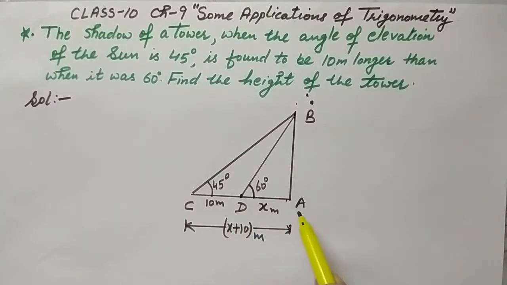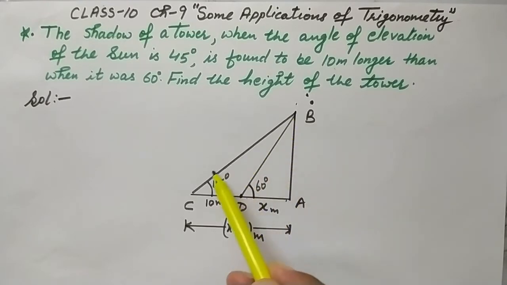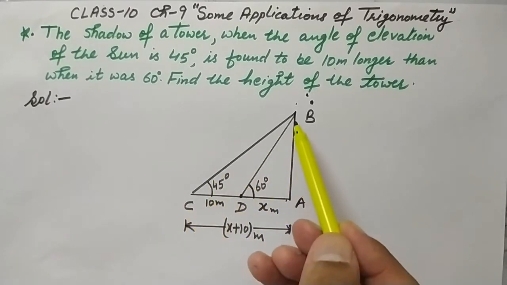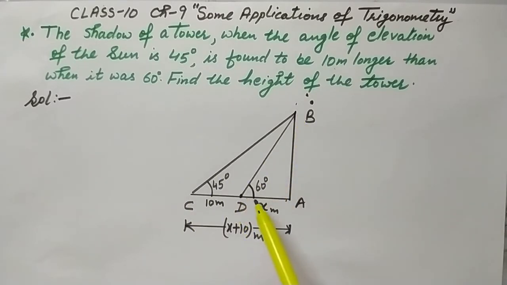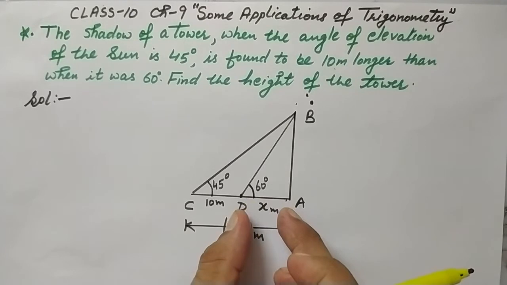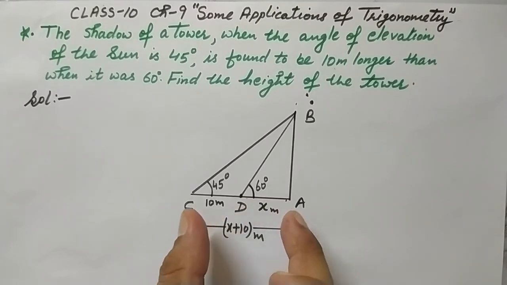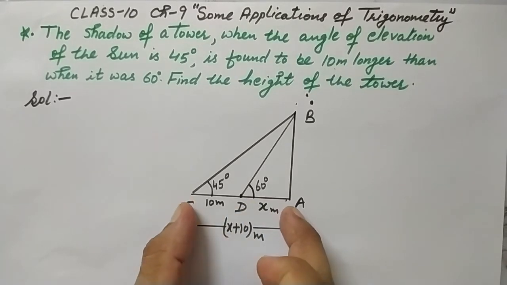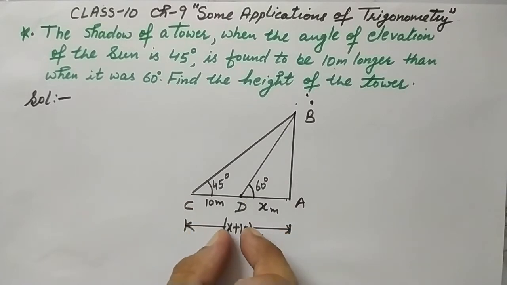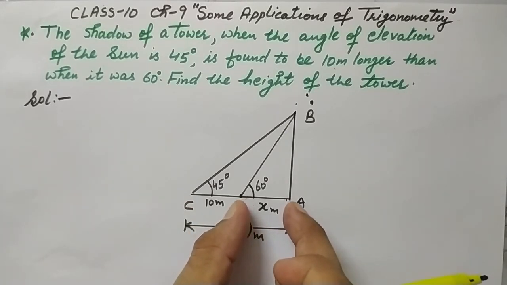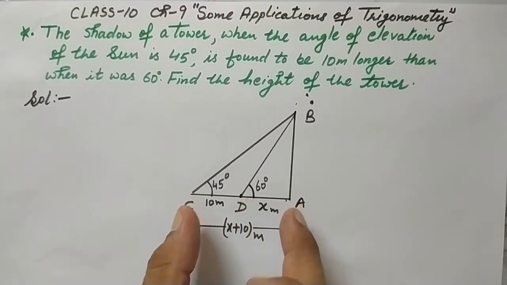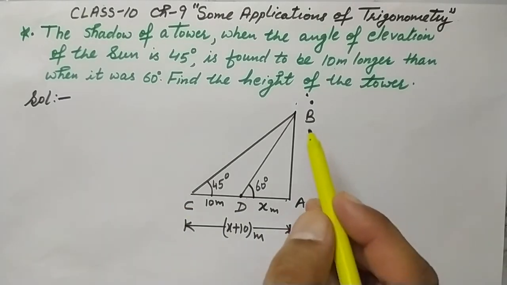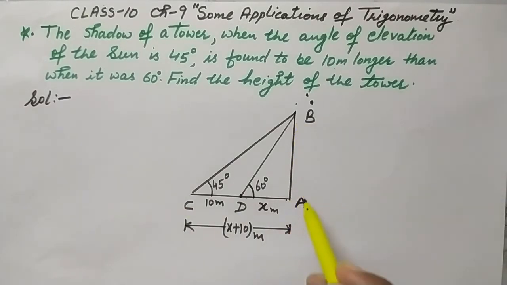So AB is a tower. When the angle of elevation is 45 degrees, AC will be the shadow at that time. And when the angle of elevation is 60 degrees, AD is the shadow. In this case, this shadow is 10 meters smaller than the shadow when the angle of elevation is 45 degrees. So this is x meters shadow, and this is x plus 10 meters shadow, right? In this question, we need to find the height of the tower. This AB we need to find.